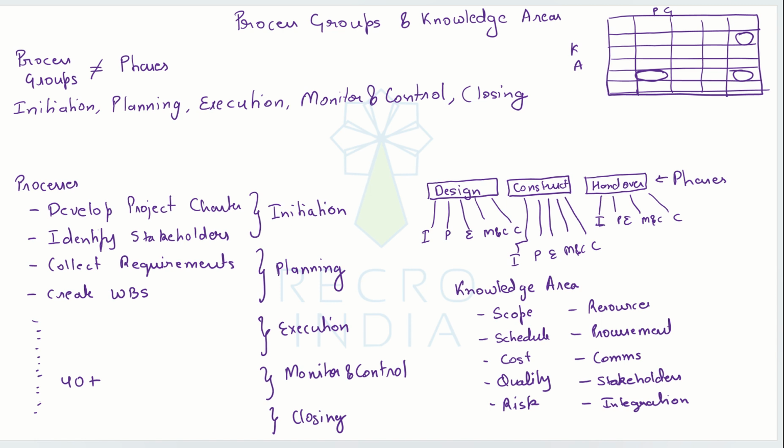But this doesn't mean that we are not going to think about it, or we are not going to do work. So imagine if you're initiating a project, will you not think about scope? Will you not think about schedule, cost, quality, risk, resources, procurement, communication, stakeholders? So all these 9 areas have to be considered in every process group, whether there is a process or not.